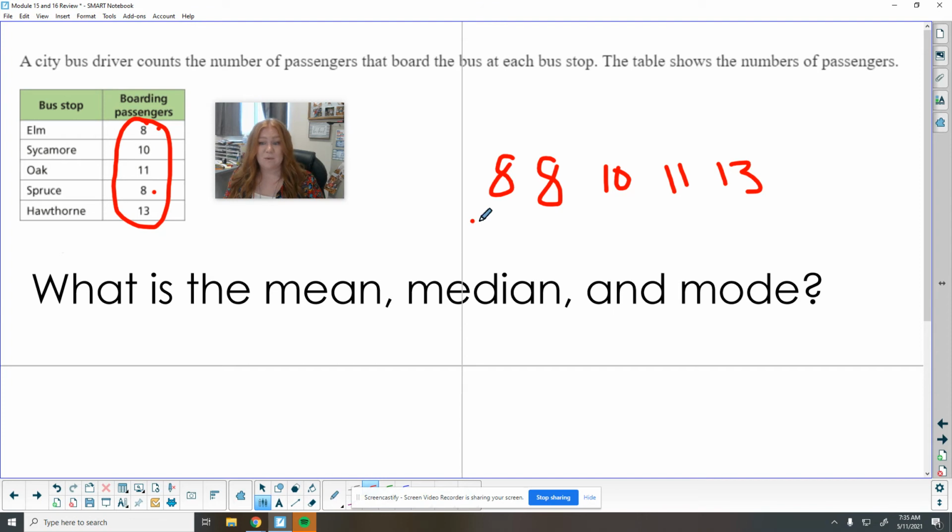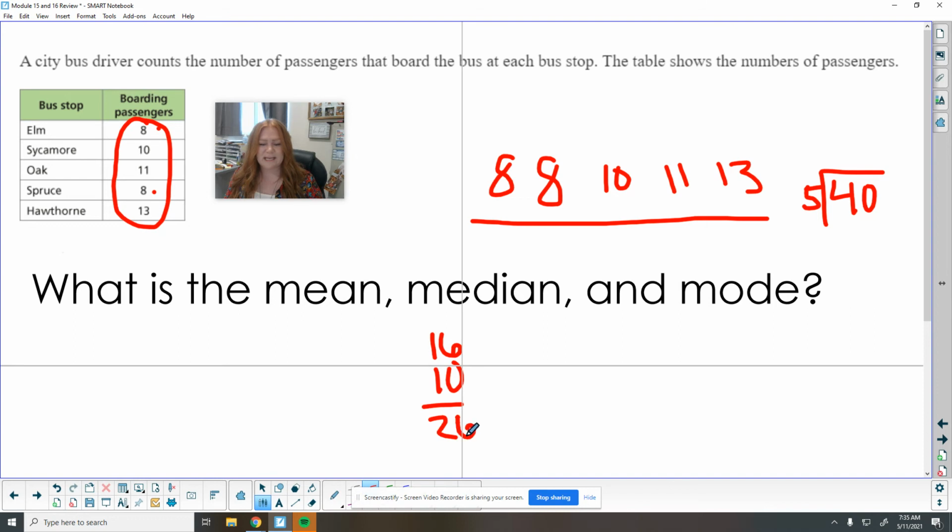So to find the mean, we want to add these all up. So here's 16 plus 10 is 26, 11 more is 27, and 13 makes 40 divided by 5. I am not quite sure I did that right. So I'm going to double check myself one more time. 8 and 8 is 16, 10 more is 26, 11 more is 37, and 13 more. Oh yeah, I forgot to carry that 1 up.